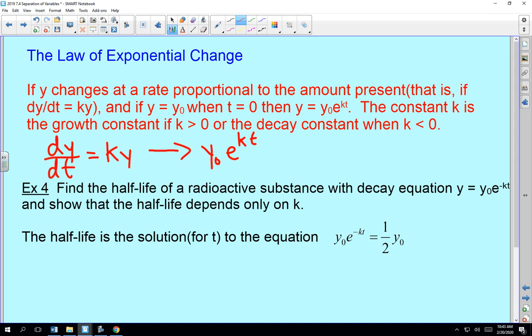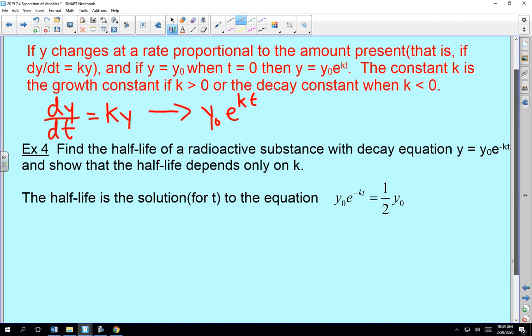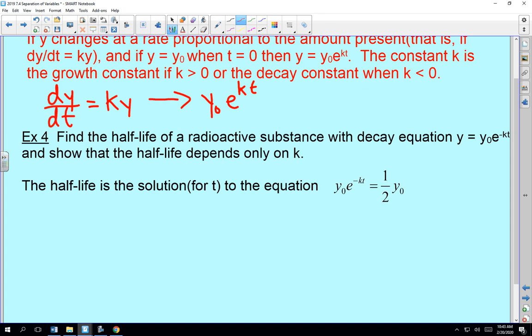Okay, let's just solve this equation. Let's just do the algebra here. It's a constant, so it won't depend on any variable. So what happens to the y naughts here? They cancel. So we have e to the negative kt equals 1/2.